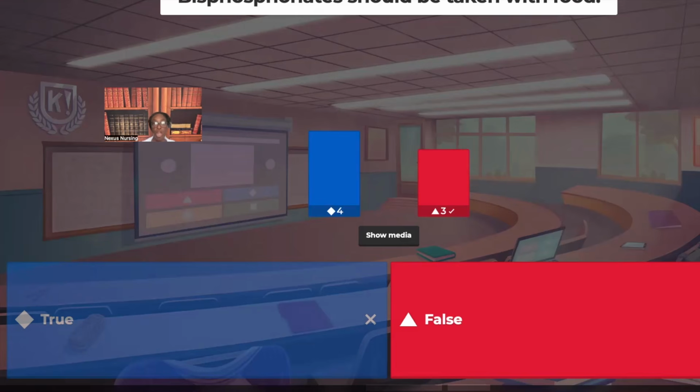There are a couple things you guys got to know about this. You're going to take it on an empty stomach with a full glass of water, and you have to remain sitting or standing for an hour. You cannot lie down because it is very irritating and corrosive, and the lining of your esophagus cannot handle it. It will burn. Okay? Very important for you to know.